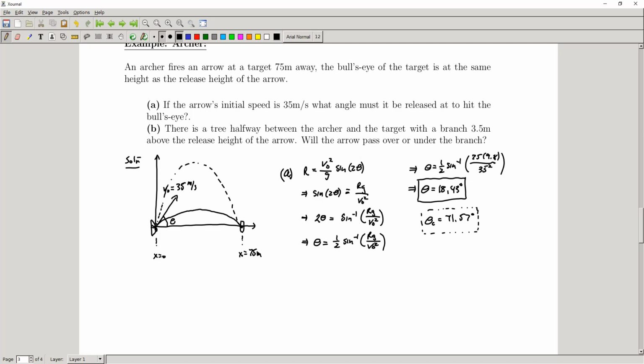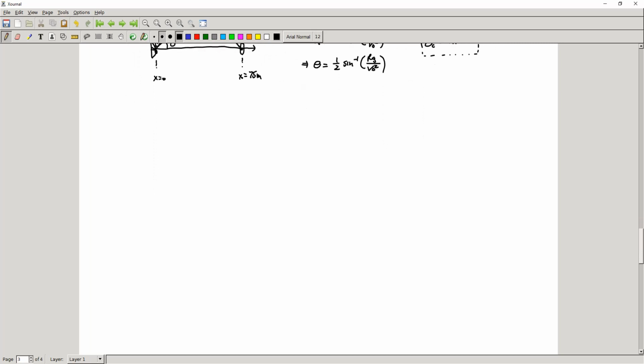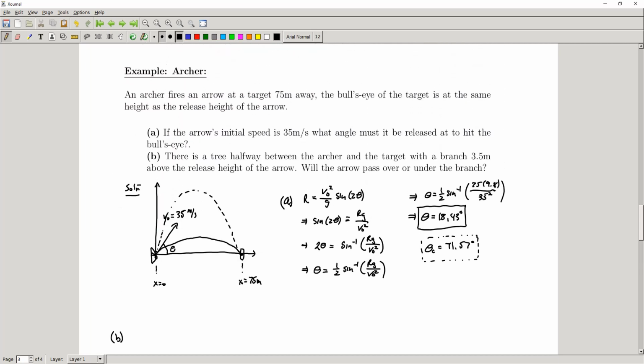If we launched at 18.43 degrees, we would hit the bullseye. Also, if we launched at 71.57 degrees, we would hit the bullseye. And again, this is ignoring all air resistance, right? Air resistance would certainly have some impact on the flight of the arrow, more so for the high launch angle, but we won't really get into that here. We're ignoring air resistance.